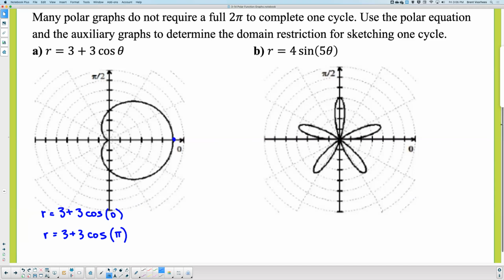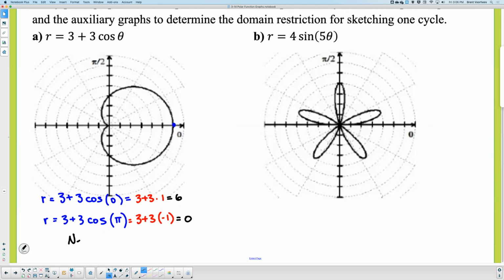So here, if I go to reduce this, cosine at 0 is 1. So it's 3 plus 3 times 1, which is equal to 6. That's where that point comes from. Now I'll do it again down here. Now we're at cosine's minimum, so this would be 3 plus 3 times negative 1. That is 3 minus 3, which is 0. You see how these are not opposites? So we need the full 2 pi. And there's no domain restriction. We need the whole thing.